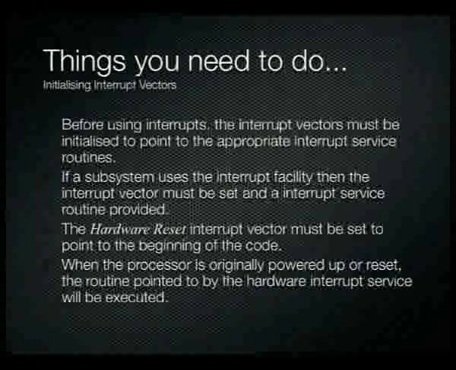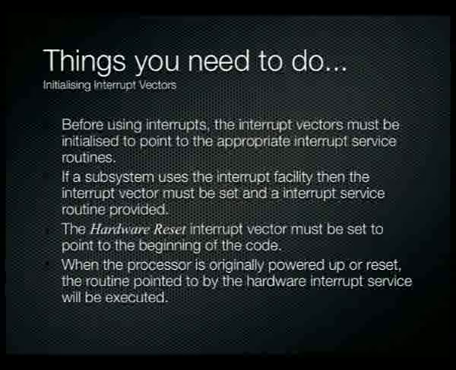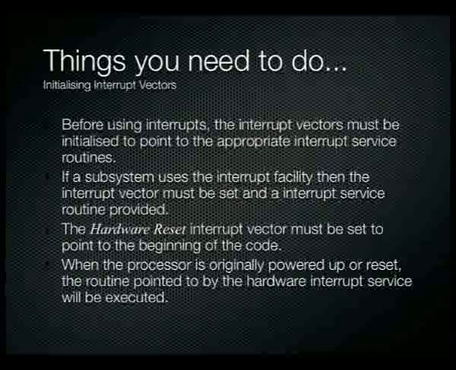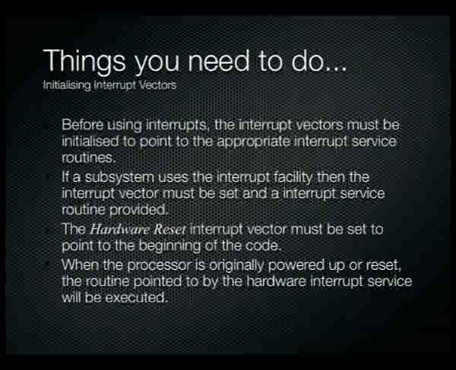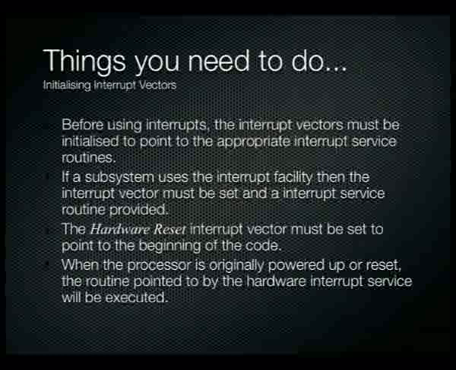So before using interrupts, just to reiterate some of the points I've already made: you've basically got to make sure the interrupt vector is initialized to point to the appropriate interrupt service routine. So you've got to ensure that you've set up that vector table before you turn your interrupts on. And if a subsystem uses the interrupt facility, then the interrupt vector must be set and an interrupt service routine provided. So if you are going to use an interrupt-based mechanism on a particular subsystem, make sure you set it up properly. Make sure you set the right control bits. Make sure you set up the interrupt vector table to point to that particular interrupt service routine, and make sure you've also got the interrupt service routine written properly, which means you've got to make sure you terminate it with an RTI instead of an RTS.